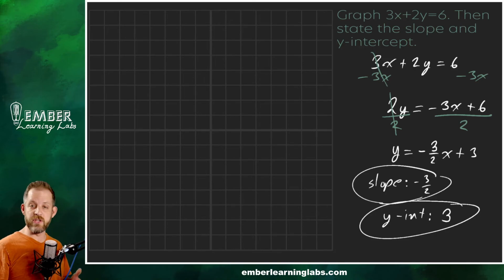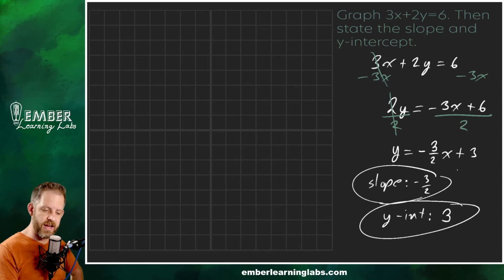We're going to do just like we did on the last one. We're going to put a dot at the y-intercept, so a dot at that 3. We're going to go up 1, 2, 3, and put a dot. Then we're going to count the slope. This time it's negative, so instead of going up and over, we're going to go down and over. So down 1, 2, 3, over 1, 2.